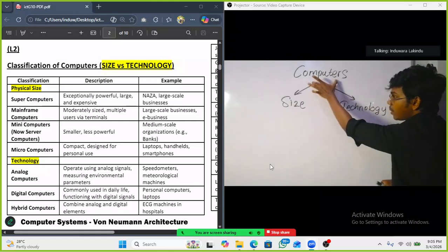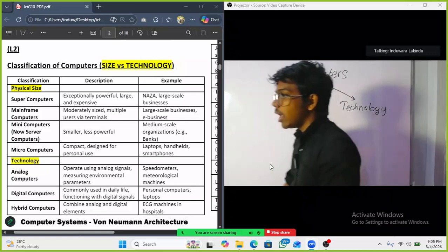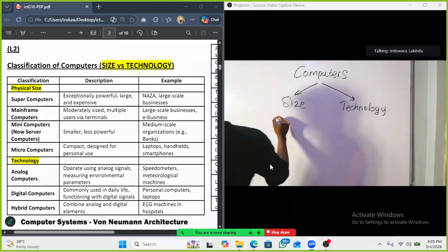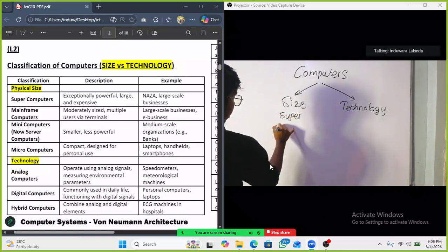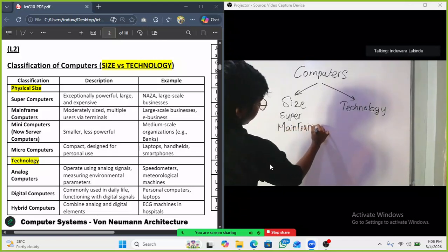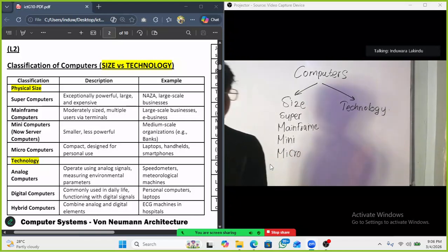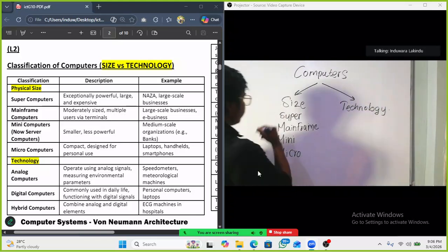Likewise, computers we can categorize based on size and based on technology. Based on size, we can categorize them into supercomputers. We have supercomputers, we have mainframe computers, we have minicomputers, and day-to-day use microcomputers. Those are the 4 categories. Is it clear? Based on the size, we have these 4 categories.